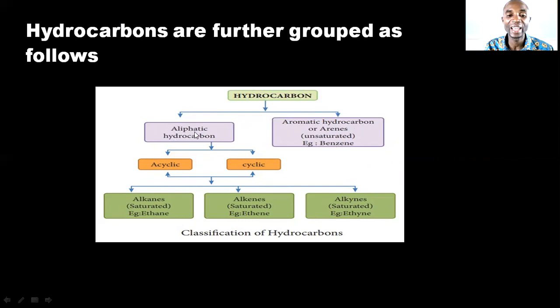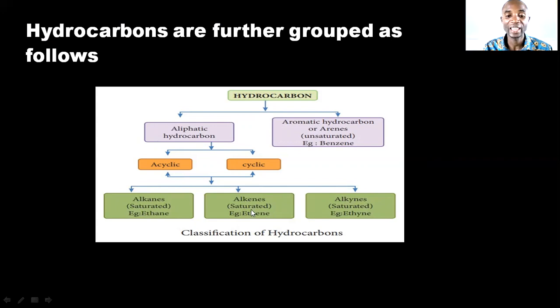But what is important there is that you can also classify aliphatic hydrocarbons. We have alkanes, alkenes, and alkynes. You can see that the alkanes are saturated hydrocarbons. Alkenes are unsaturated. Alkanes are saturated. These alkenes and alkynes are unsaturated hydrocarbons.